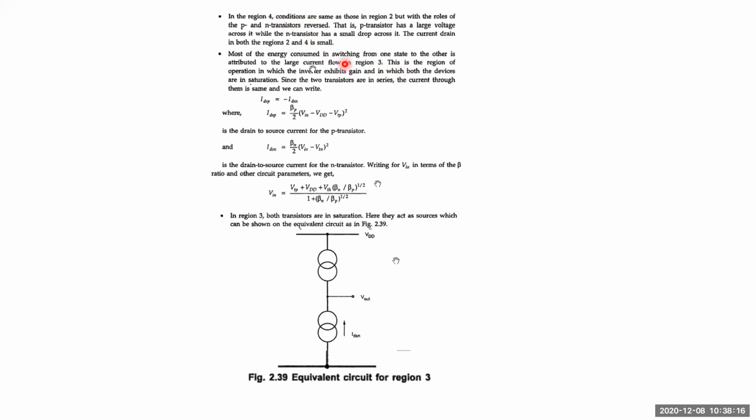Coming to region 3, the switching of this operation takes place. In region 3, both the transistors will be in saturation region. That's why most of the energy consumed in switching from one state to another is attributed to the large current flow that happens whenever both are saturated. So these are the conditions here. Since both the transistors are in series, the current flowing through them is the same, and we can write our equation as the current at the drain and source of PMOS is equal to minus the current at the drain and source of NMOS.